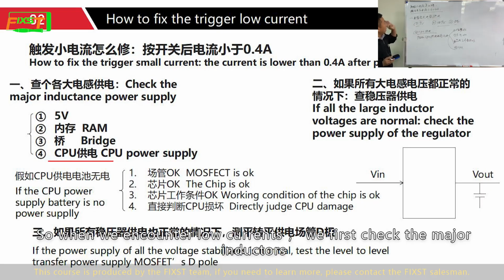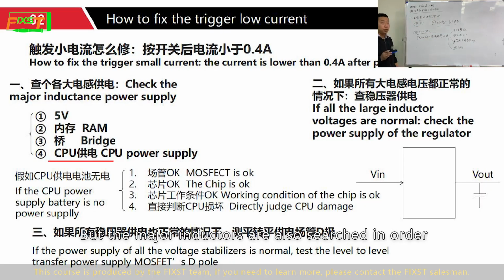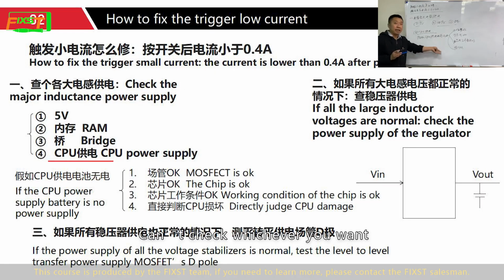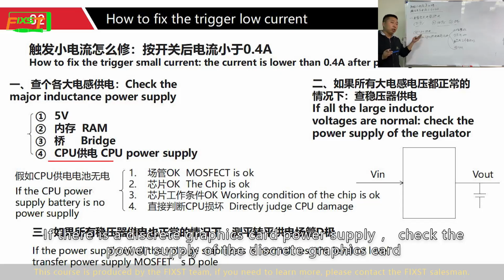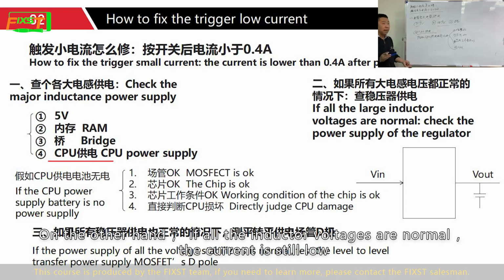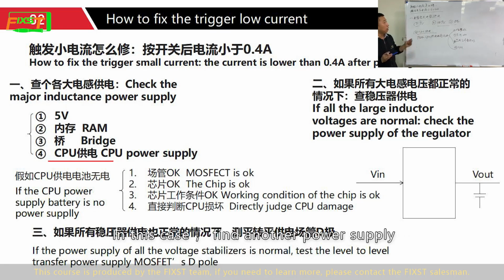So when we encounter the low current, we first check the major inductors. But the major inductors are also searched in order. You can't check whichever you want. You must check the 5V large inductor first, and then check the RAM power supply, bridge power supply, the CPU power supply inductor. If there is a discrete graphics card, check the power supply of the discrete graphics card. On the other hand, if all the inductor voltages are normal and the current is still low, in this case, find another power supply.